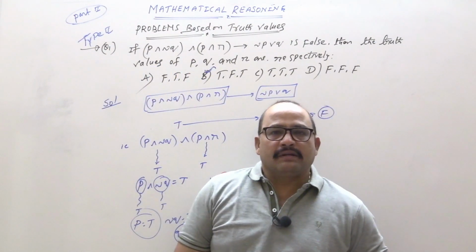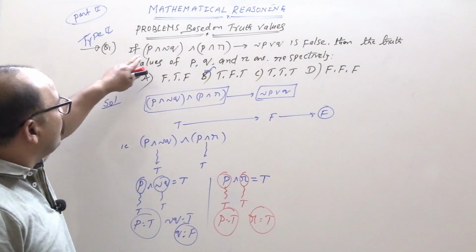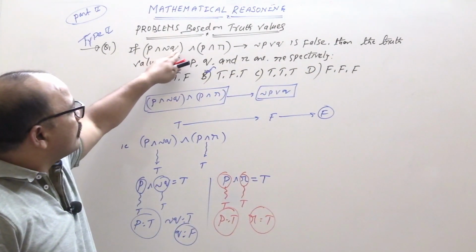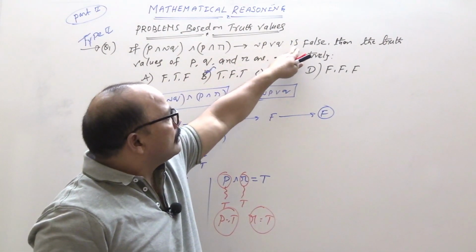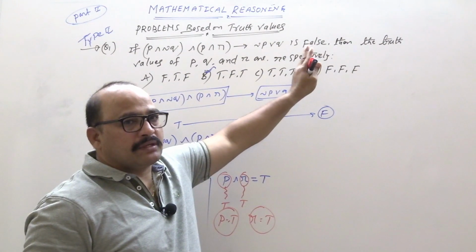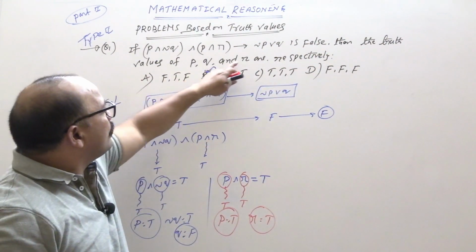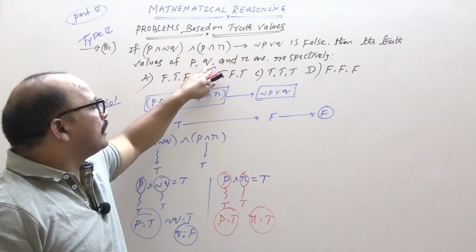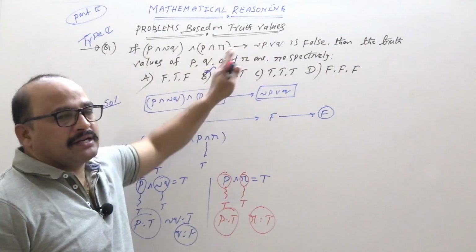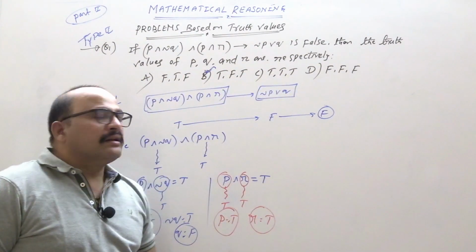Okay students, how to solve these problems? Observe this one. P and negation Q, and P and R implies negation P or Q, is totally false. Question: then what are the truth values of P, Q and R? That is, P is T or F, Q is T or F, R is T or F. Options A, B, C, D are there. Now the answer is B.